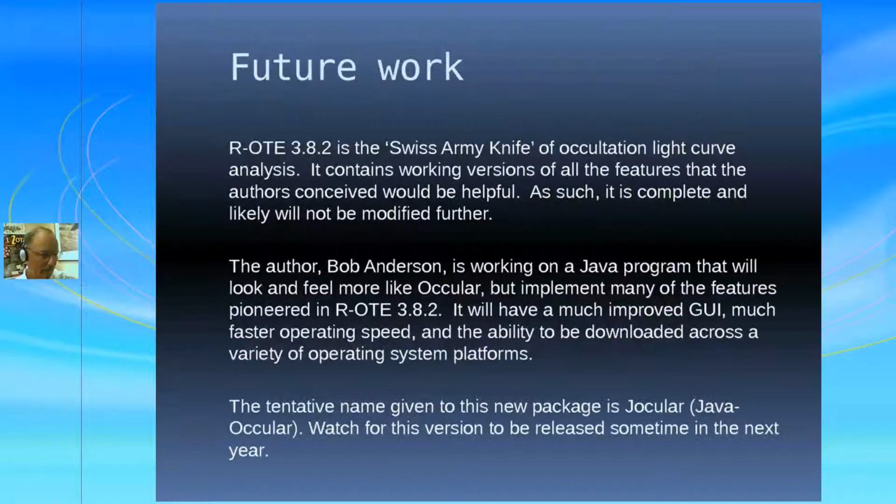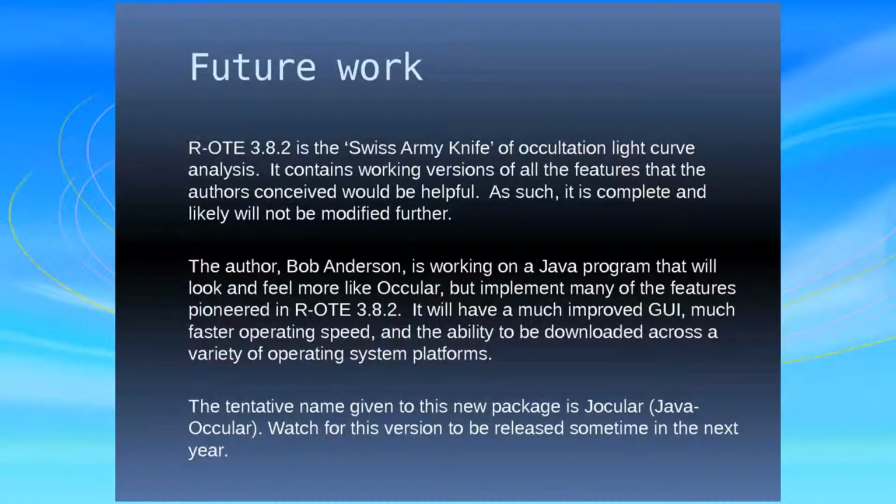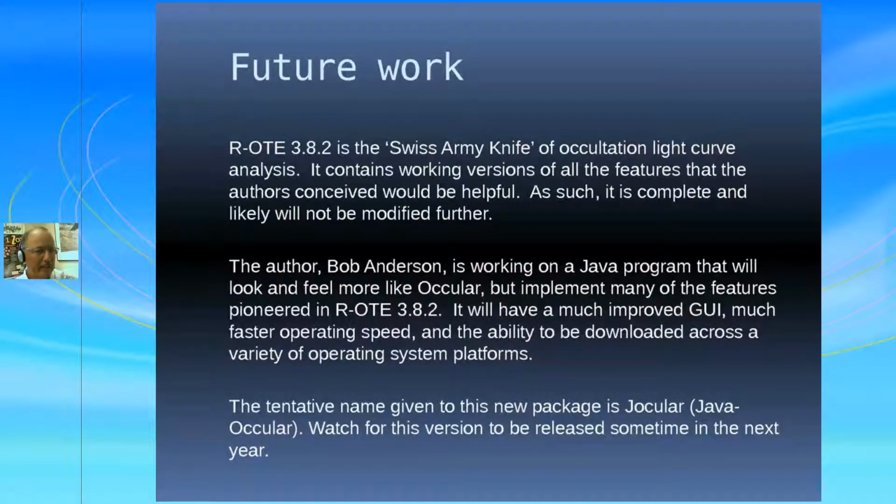Or is that our last slide? Okay. Future work. ROTE 3.8.2, right now it's kind of the Swiss Army knife of occultation light curve analysis. We've put every blade and tool that we can think of in it, and maybe some aren't necessary. Maybe all you need is just a knife blade. For simple occultations, you don't need all these other tools. So ultimately, 3.8.2 may not really be what you need.